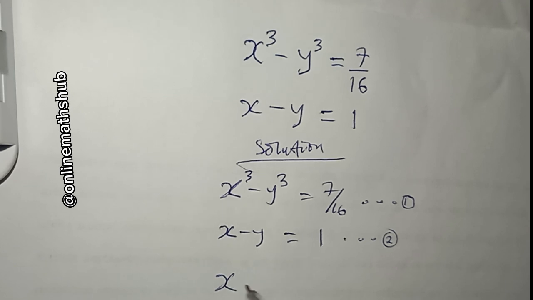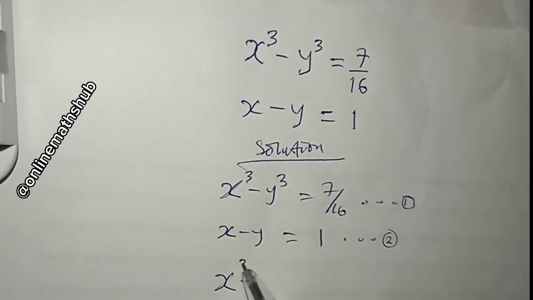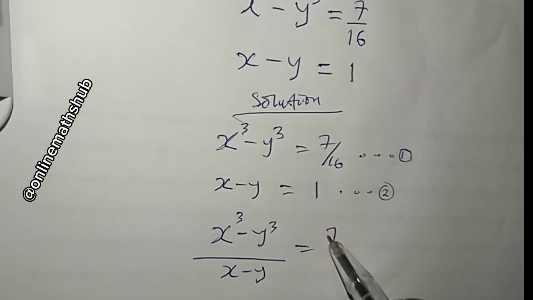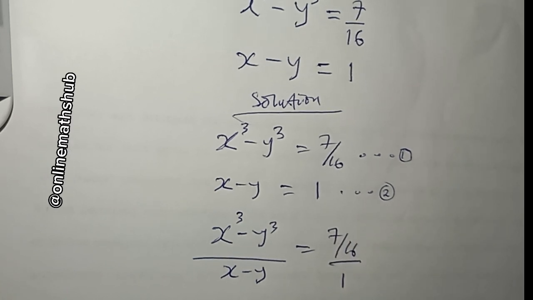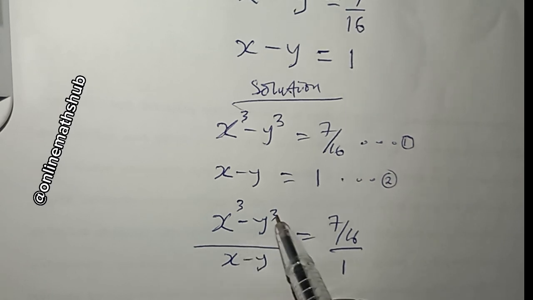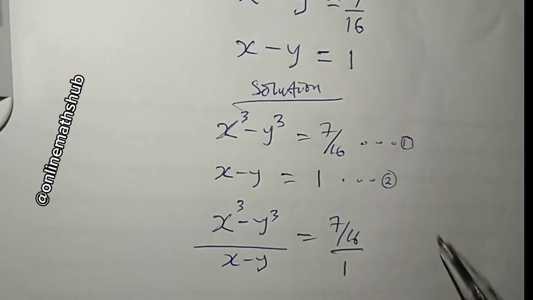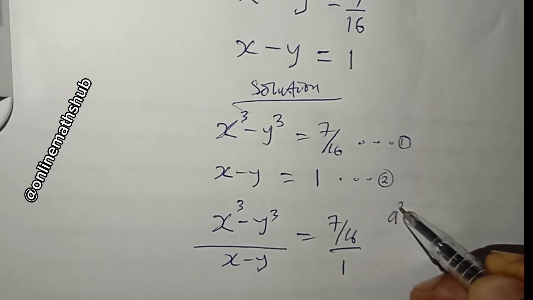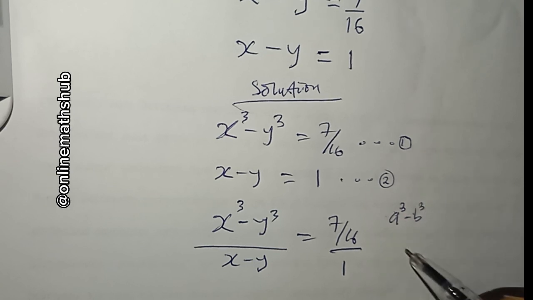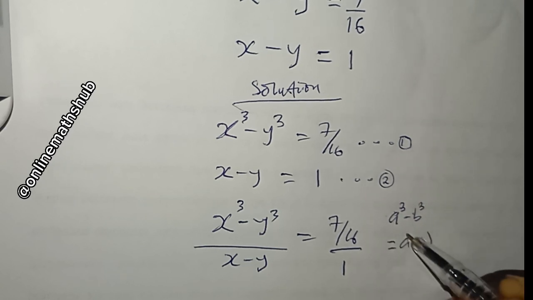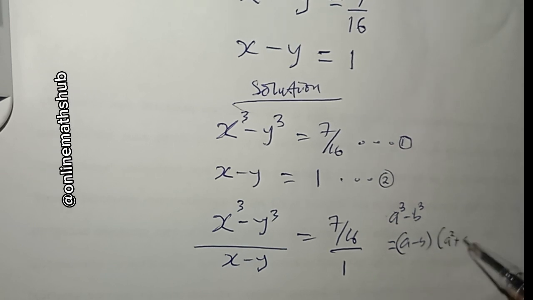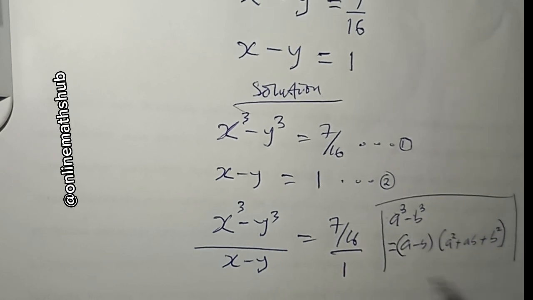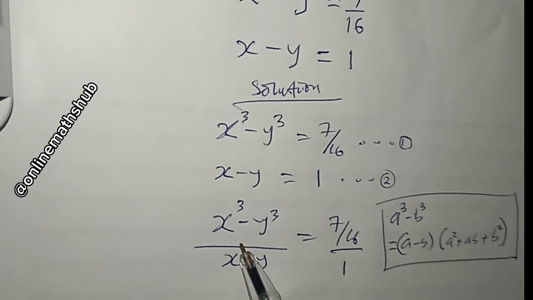Okay, so what I mean is x cubed minus y cubed divided by this x minus y is equal to 7 over 16, and then divided by 1. Now what I'm going to do next is rewrite this. If you remember your algebraic identities, you know that a cubed minus b cubed, you can write as a minus b multiplied by a squared plus ab plus b squared. If you can remember this, we're going to be using this to simplify this problem over here.